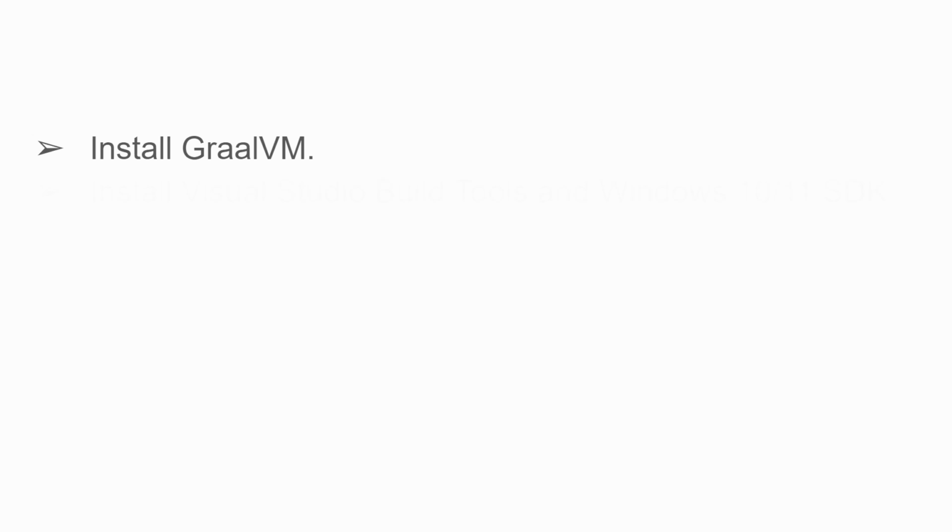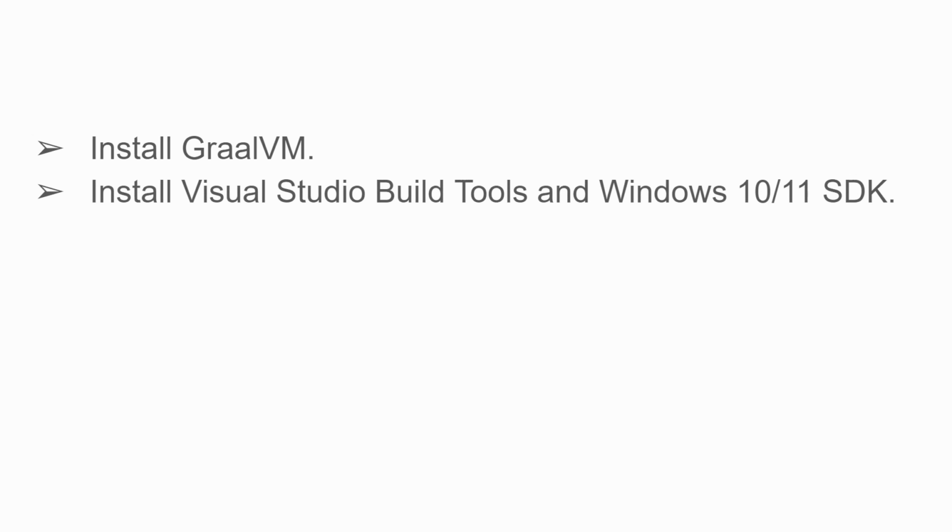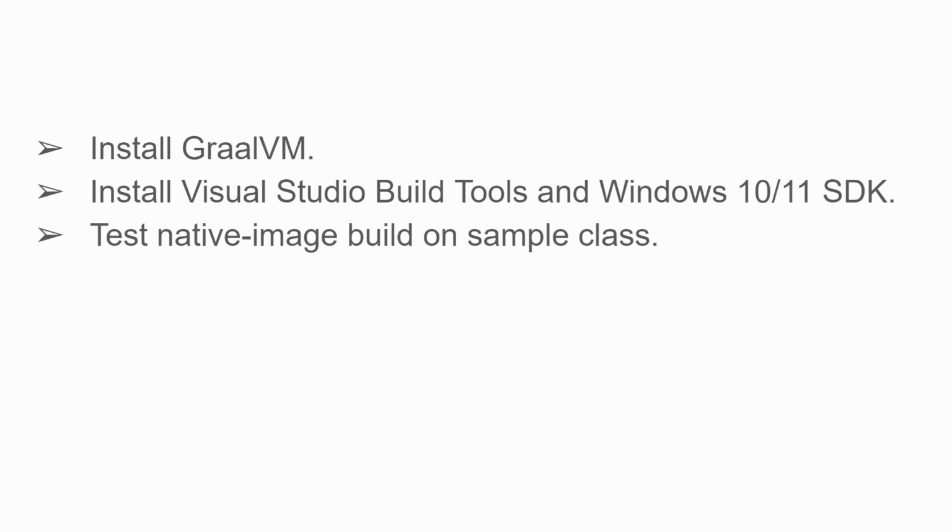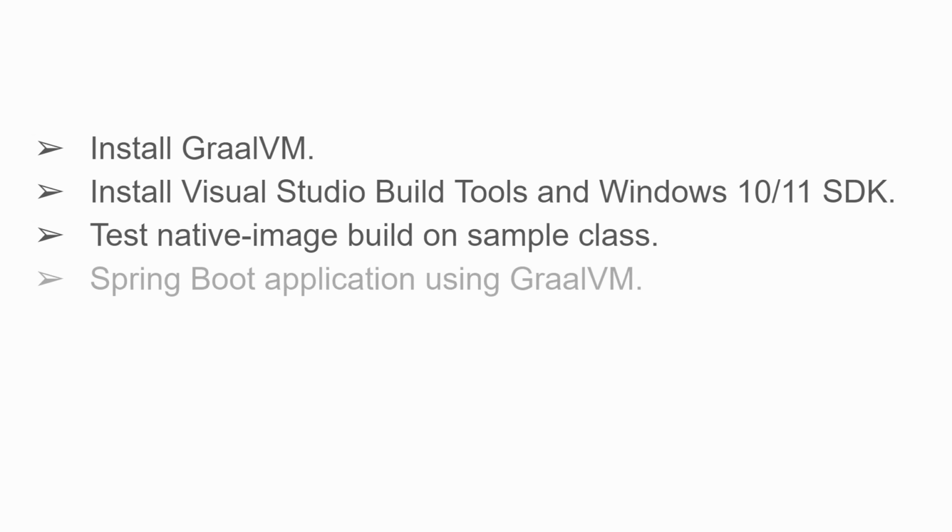Once GraalVM is installed, we will install the Visual Studio build tools and the Windows 10 or 11 SDK, or the latest SDK which you have in your Windows operating system, and then test the native image build on a sample class. We'll create a sample Hello World class, and then create an executable for it using native image build. And then we'll create a Spring Boot application using GraalVM.